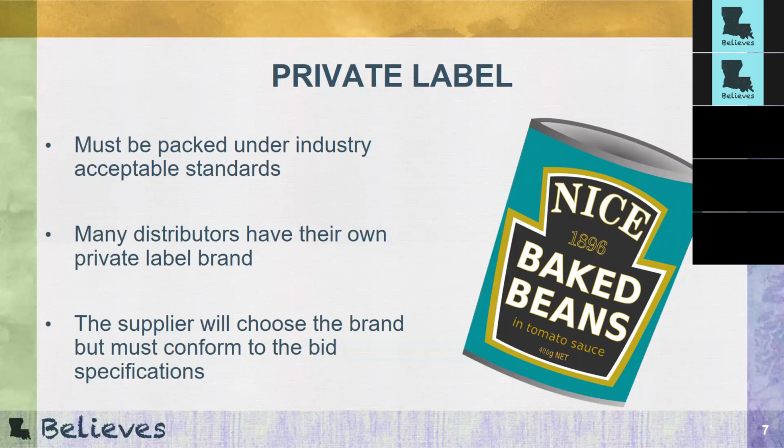Private label products are packed under industry acceptable standards. The private label represents the supplier's brand. Many distributors have their own private label brand and prefer to sell it instead of brand name items. Again, although the supplier will choose the brand, it still must conform to the specifications. And it's a good idea to make sure you taste those private label brands to ensure that it meets your specifications.